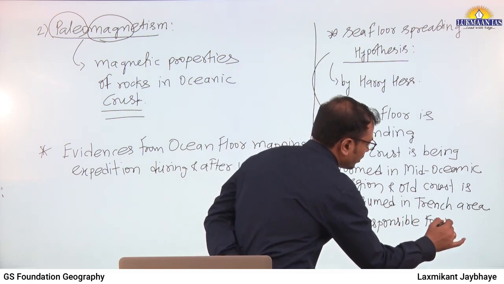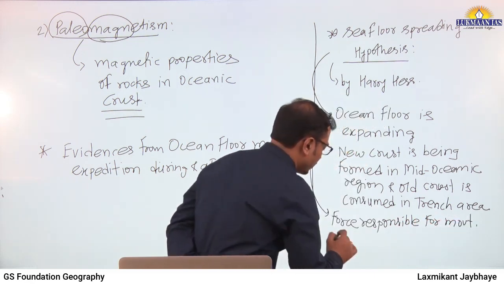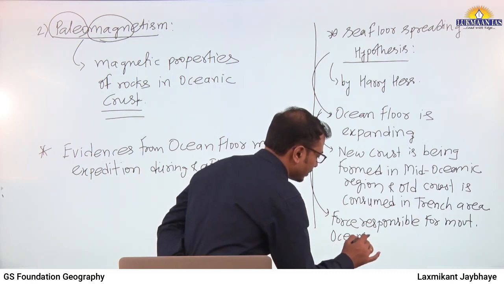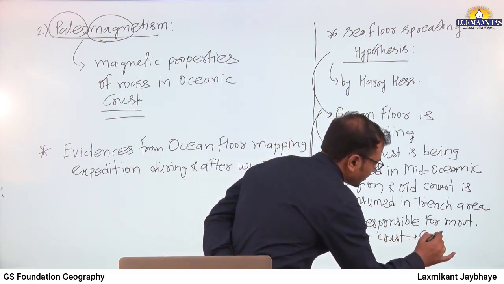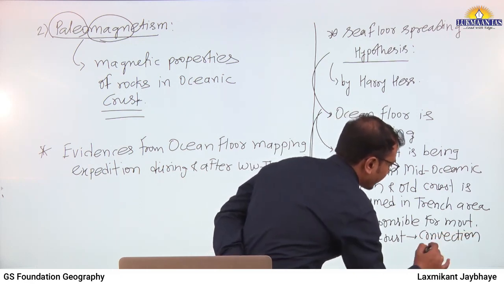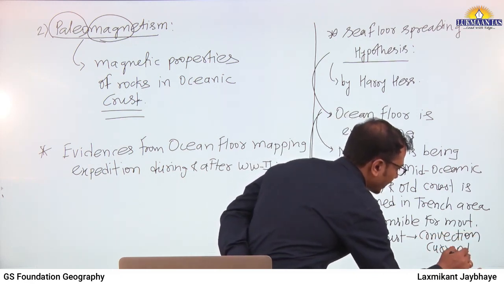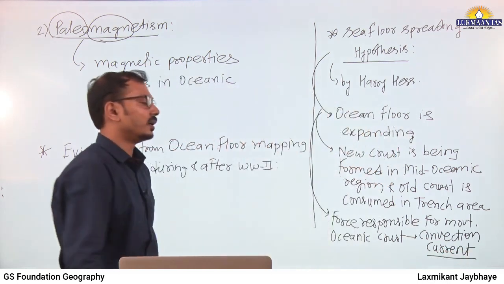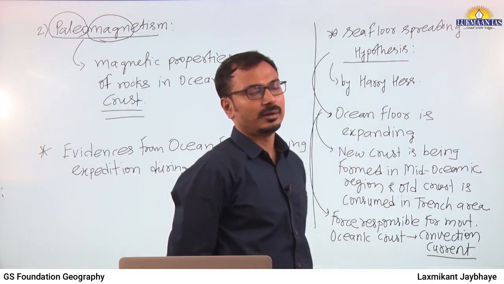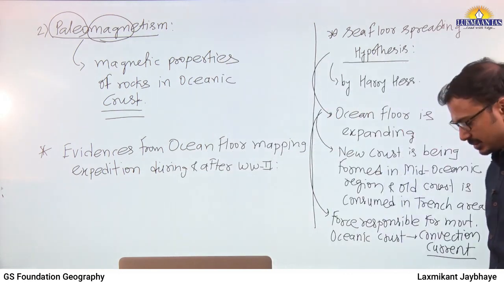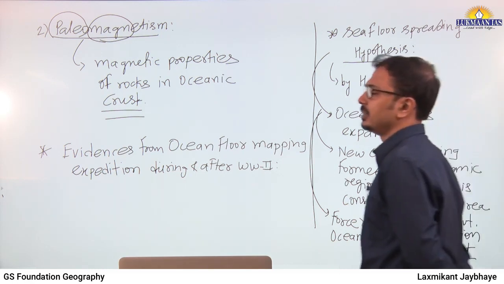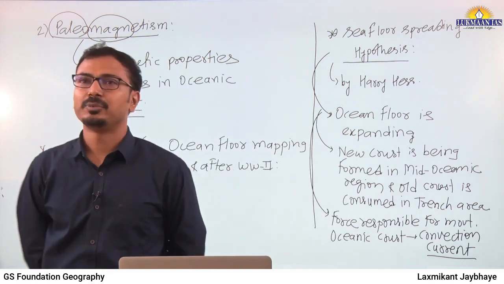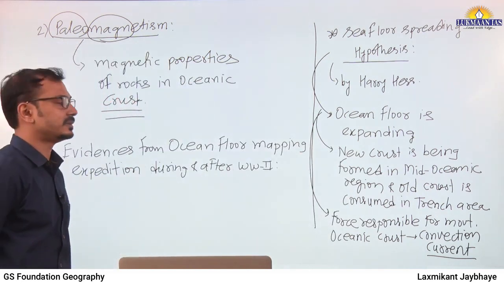The force responsible for movement of oceanic crust is convection current of magma. Convection currents of magma in the mantle or asthenosphere. This was the hypothesis given by Harry Hess.